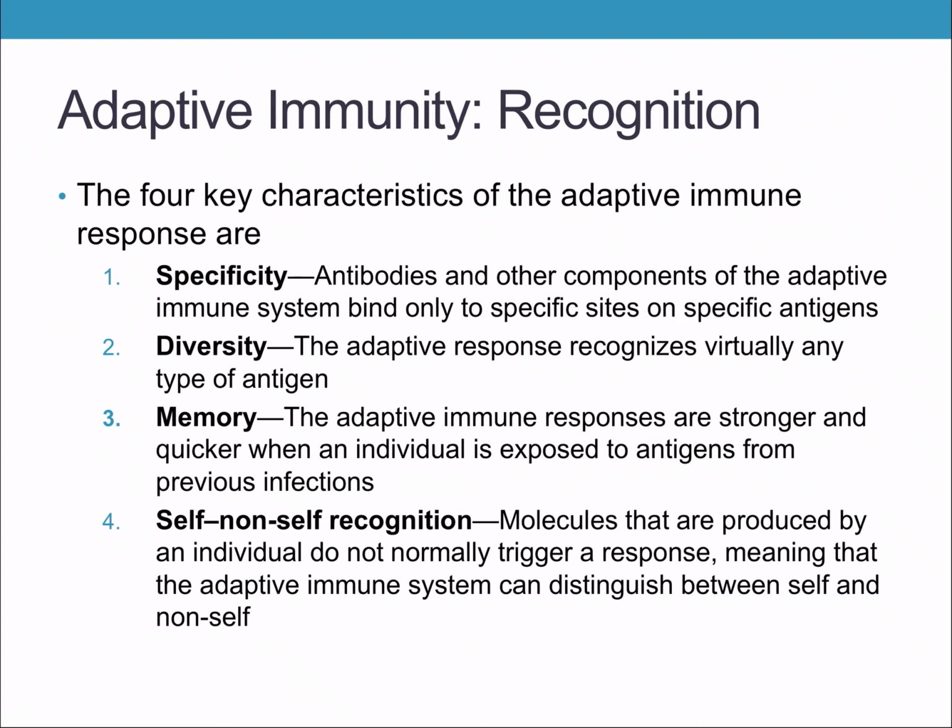Self and non-self recognition. So one of the major components of the immune system is recognizing self from non-self. So molecules that are produced by an individual do not normally produce a response. So that means that the immune system can distinguish between things that are your body versus things that are not your body. We see this also happening with organ tissue rejection and blood donations, keeping the blood types the same. All right, as another example of self and non-self.